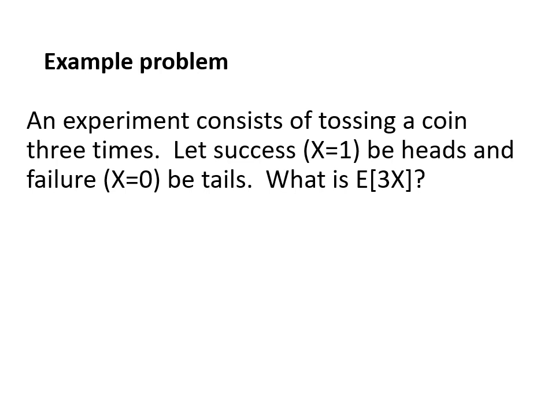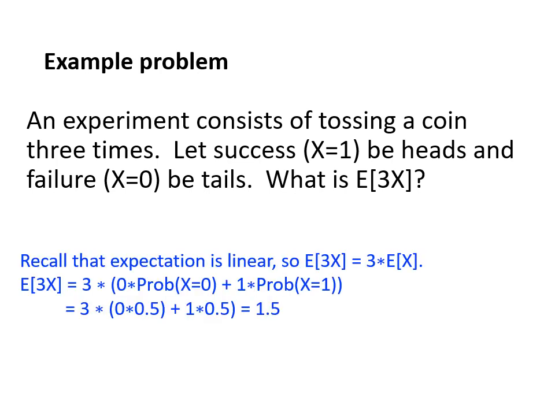So in the first one, an experiment consists of tossing a coin 3 times. Let success, when x is 1, be heads, and failure, when x is 0, be tails. Now the question is, how do we compute the expectation of 3x? And recall from the previous slide that the expectation is linear. So expectation of 3x is equal to 3 times expectation of x.